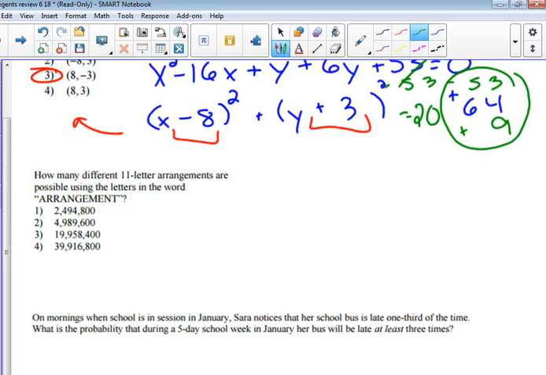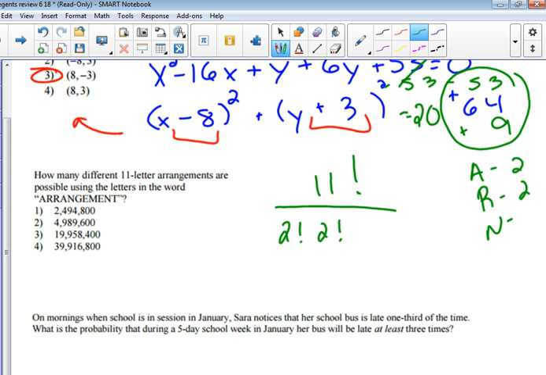All right, so arrangement. What goes on the top? 11 with what? Factorial. Okay. So on the bottom, this is where people make a mistake. You need to figure out what things repeat and how many times. So how many A's do you guys see? 2. Okay, so I have 2 A's, 2 R's, 2 N's, 2 E's.